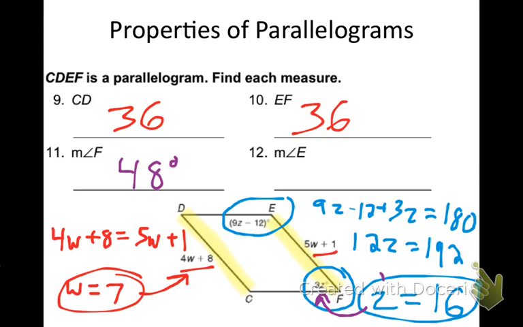And then I could plug it back in to find E. Or I can maybe just subtract 180 minus 48, and I can get E as well. Either way, what's angle E come out to be? What'd you say? 132 degrees. Nice job, sir. I was writing it down. Good work. All right, some key parts there of parallelograms.